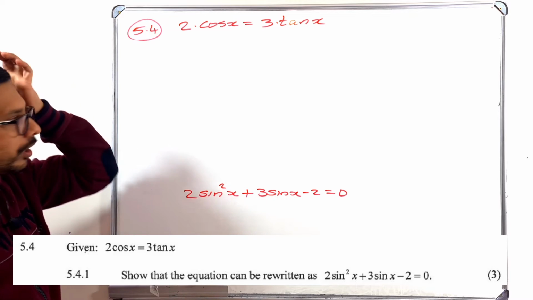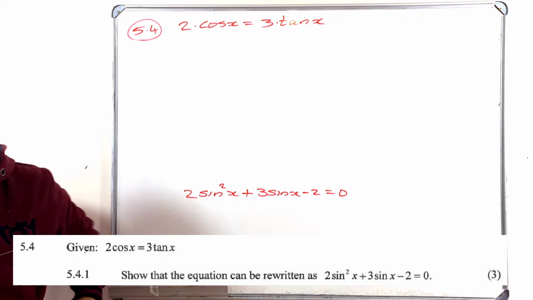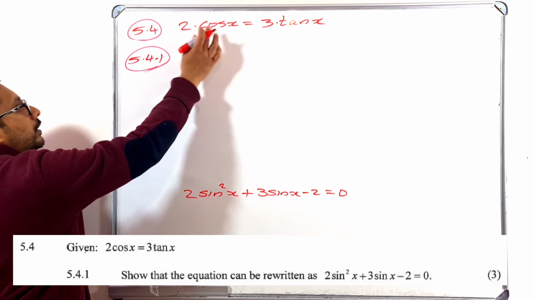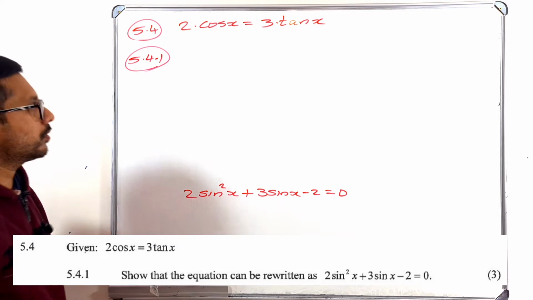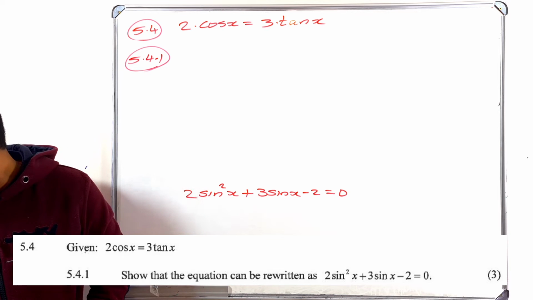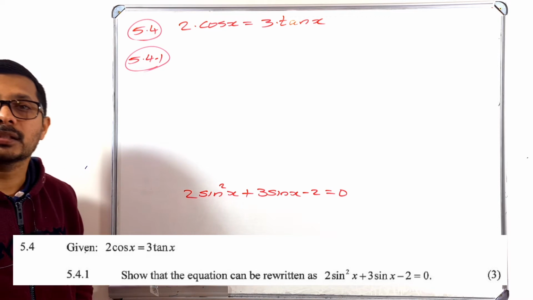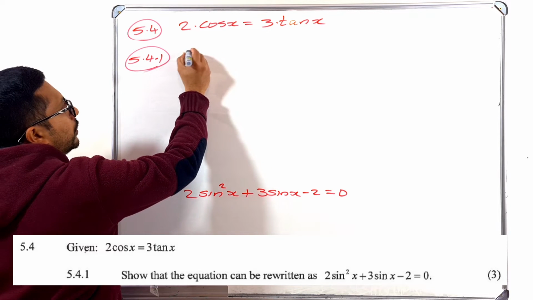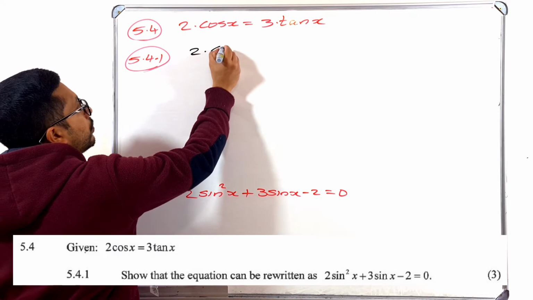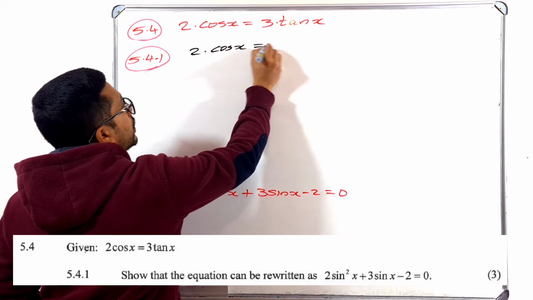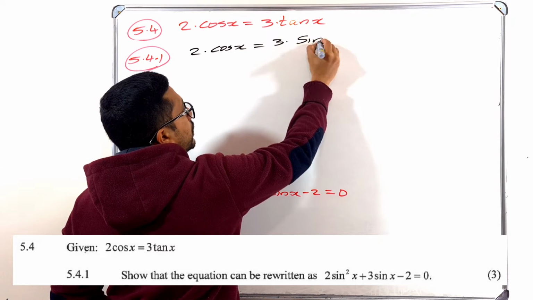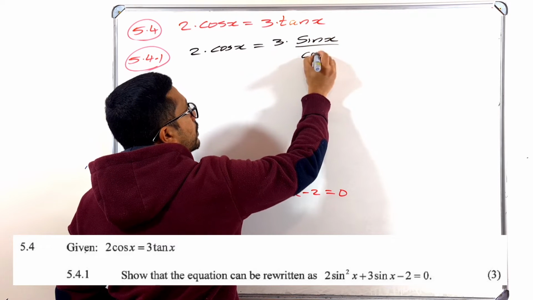Now that's a simple question. Question number 5.4.1: rewrite this equation like this. That's all. We know that tan x is sin x by cos x. So let's write that. 2 into cos x is equal to 3 into tan x, which we can write as sin x by cos x.